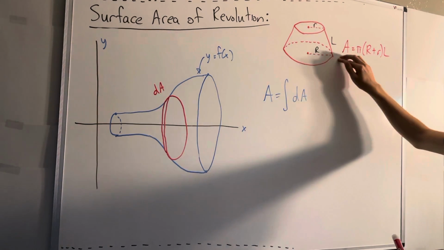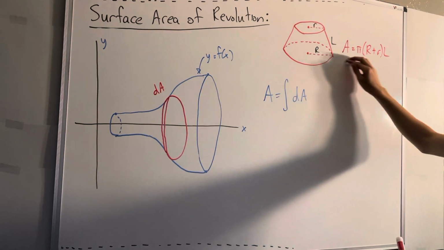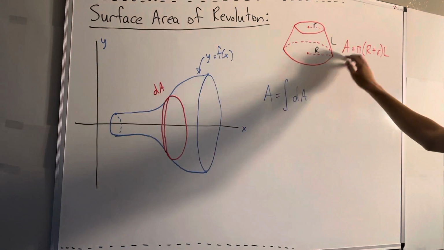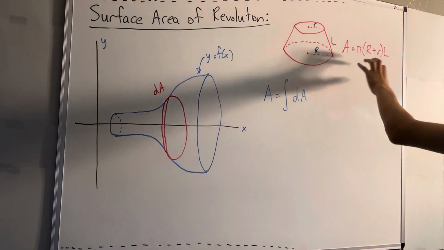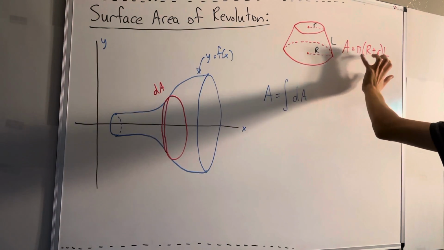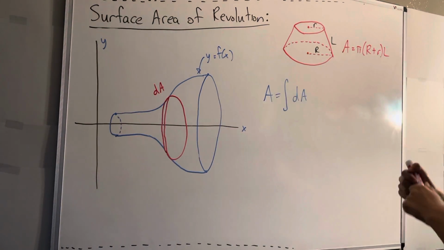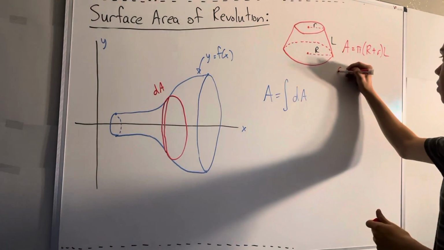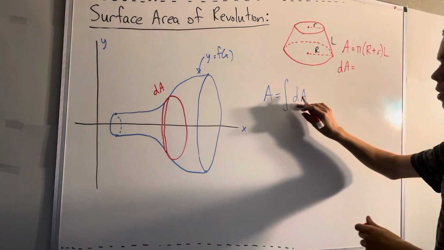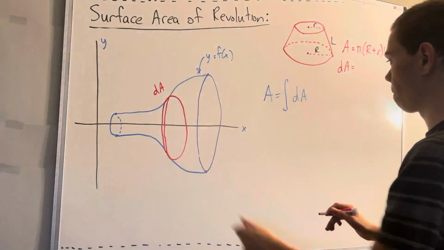And I'll link in the description below if you have no idea why this is what it is and just kind of feel like this should make sense first. So I'll just link that down below. But basically, if we know that this is the surface area of a frustum, then we could use this to find what dA is, because this is just the surface area of this frustum right here.